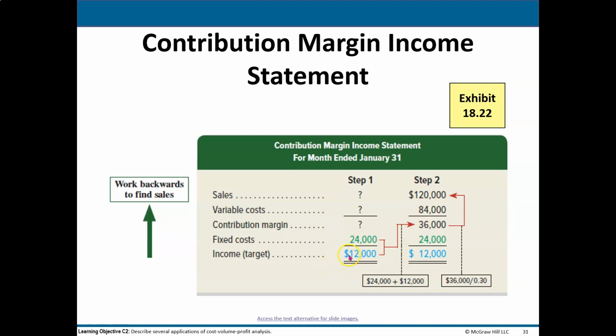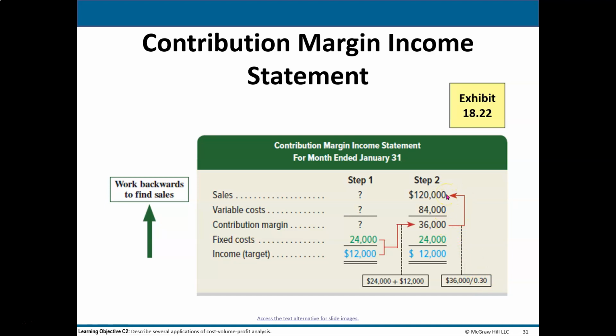Well, if I know that my fixed costs are $24,000 and I want to have $12,000 of income, then my contribution margin by definition has to be $36,000, because my contribution margin is going to cover my fixed costs and my desired operating income. Now, if my contribution margin is 30%, I'm going to take $36,000 and divide that by 30% to get the total number of sales.